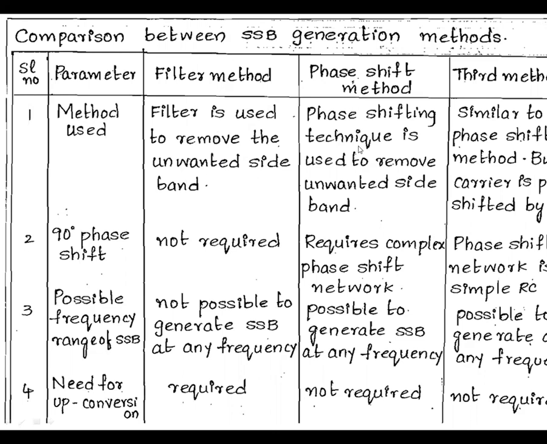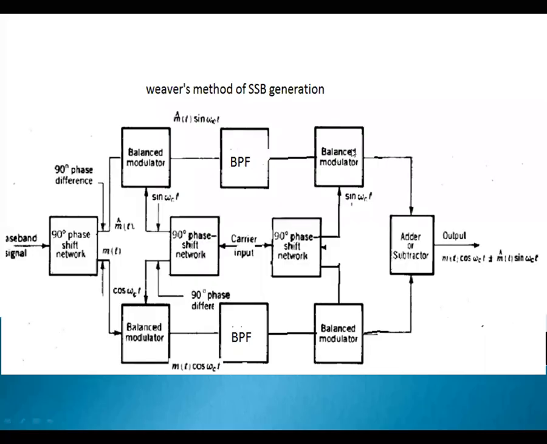Okay, the phase shift method: a phase shift technique is used to remove the unwanted sideband. The third method of generation, or Weber's method, is similar to the phase shift method, but the carrier is phase shifted by 90 degrees here. Why? Because in the comparison of the phase shift method and Weber's method, the carrier has an extra 90 degrees phase shift. Observe this block diagram.